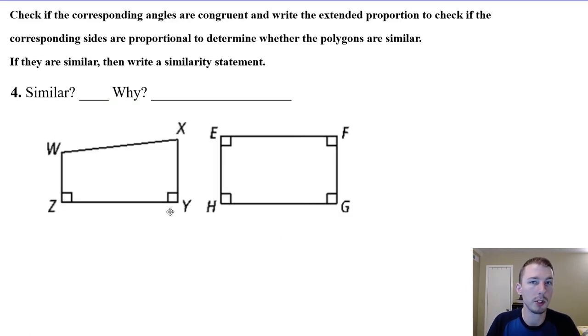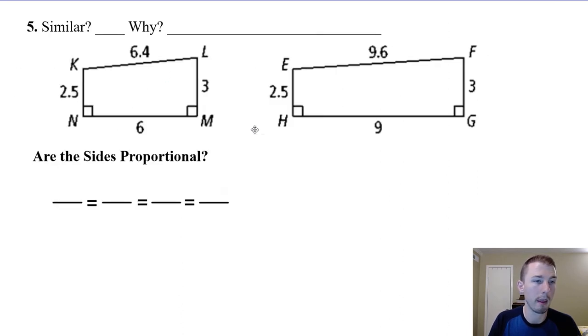On number 4, we want to check to see if the 2 figures are similar. So we have to check 2 things. We have to check to see if all the corresponding angles are congruent and if all the sides are going to be proportional. On number 4, it looks like we have a rectangle with 4 right angles, but the other one only has 2 right angles. So they don't have the same angles, and so they cannot be similar. They ask if they're similar, we're going to say no, because the corresponding angles are not congruent.